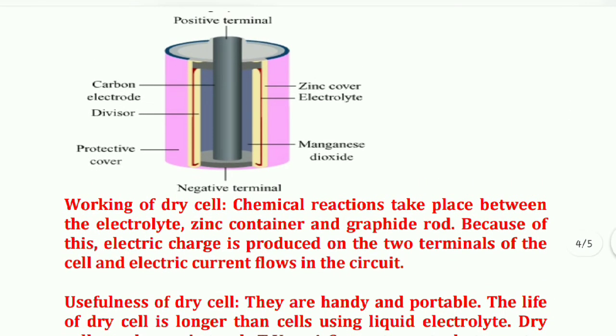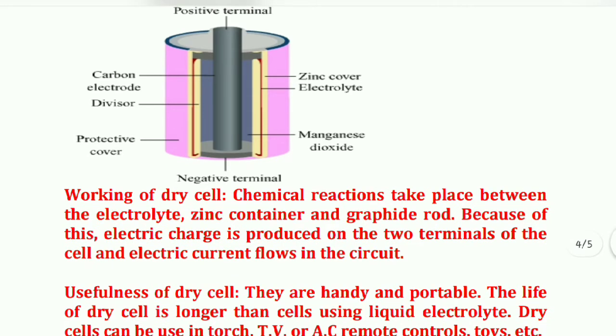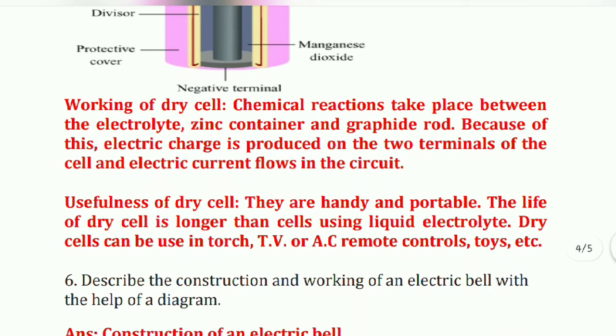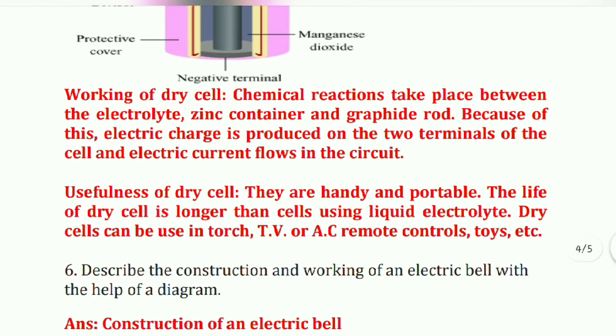Then next, working of dry cell. Chemical reactions take place between the electrolyte, zinc container and graphite rod. Because of this, electric charge is produced on the two terminals of the cell and electric current flows in the circuit. Then usefulness of dry cell. They are handy and portable. The life of a dry cell is longer than a cell using liquid electrolyte. Dry cells can be used in torch, TV or AC remote controls, toys, etc.